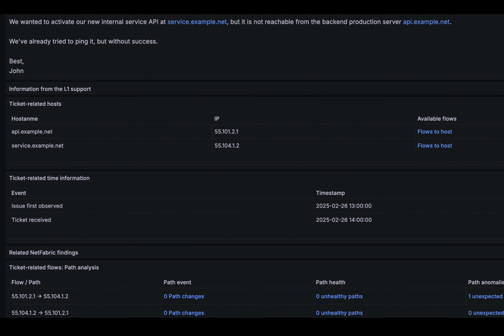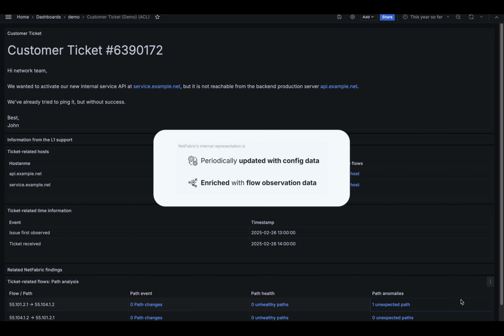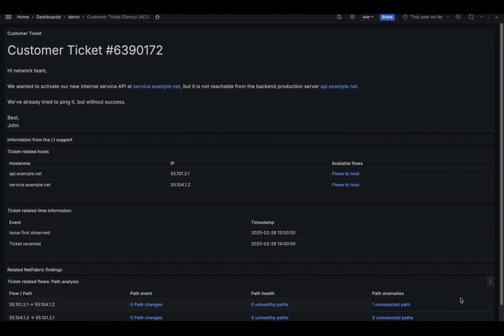Below this manually added information, we can already see the first insights provided by the NetFabric intelligence engine. NetFabric maintains an internal representation of your network that is periodically updated with configuration data, and network agents enriching it with flow observation data to enhance the information density. As a result, the intelligence engine indicates for the traffic flow from the API server to the service server already 3 different types of events that can be of interest to you.